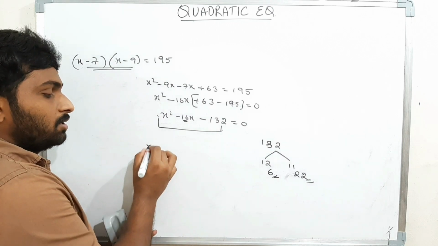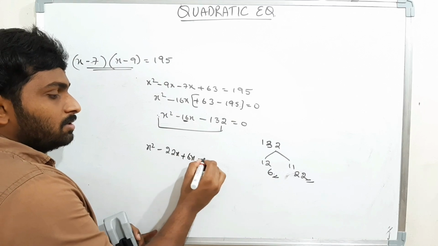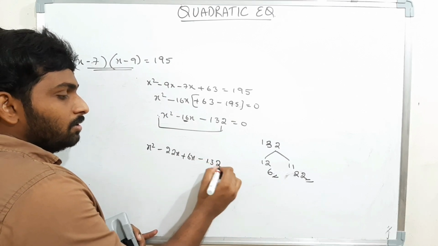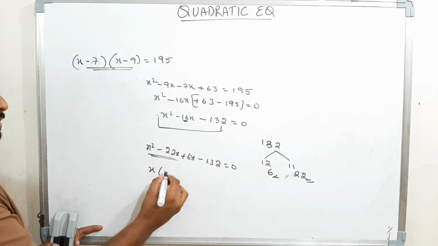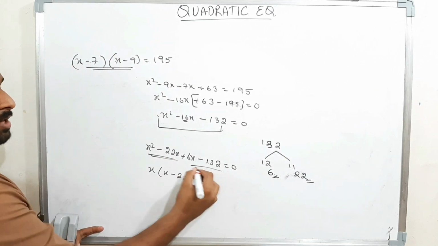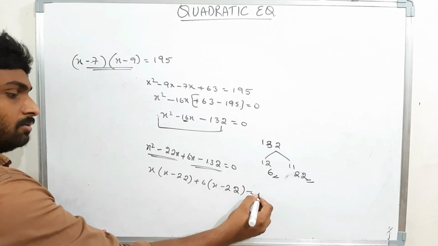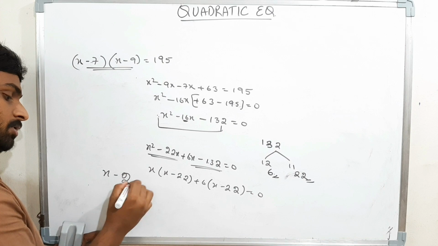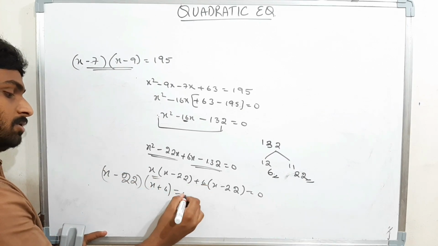Therefore x square minus 22x plus 6x minus 132 is equal to 0. Therefore, what can I do? I can take x common: x into x minus 22. In this I can take plus 6 common: 6 into x minus 22, equal to 0. Therefore, x minus 22 into x plus 6 is equal to 0.